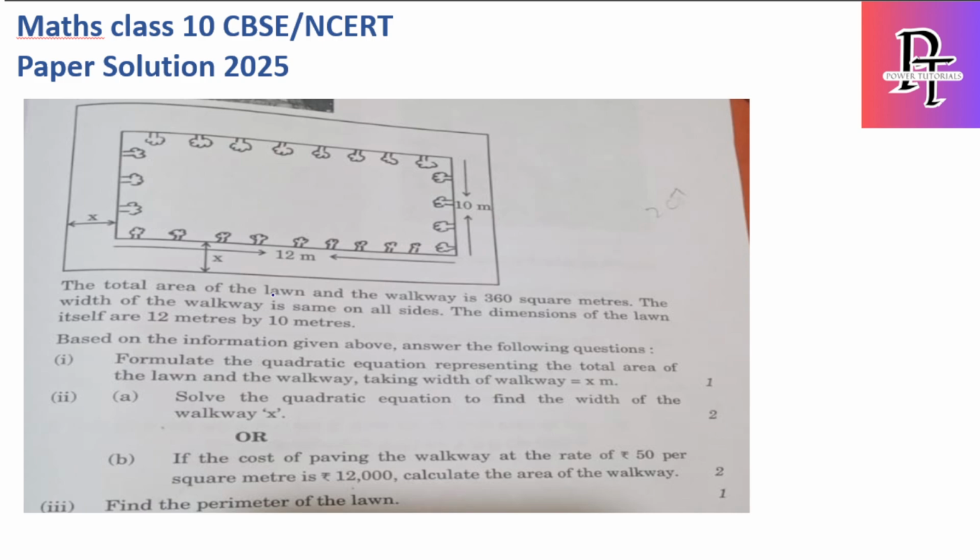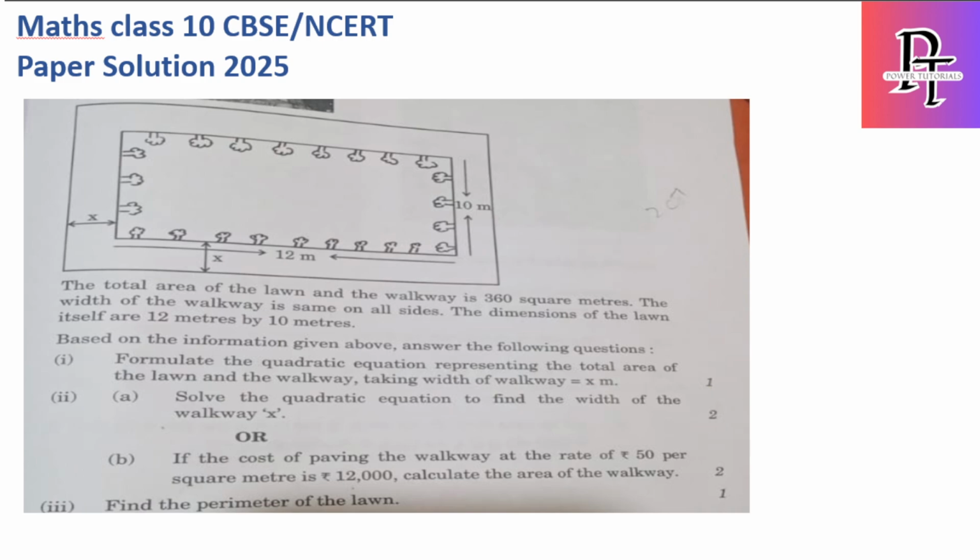The total area of the lawn and the walkway is 360. Total area is 360, they have already mentioned. The width of the walkway is the same on all sides. The dimensions of the lawn itself are 12 meters into 10, so inside is 12 into 10. Formulate the quadratic equation representing the total area of the lawn and the walkway, taking the width of the walkway as x. So this is one more question.